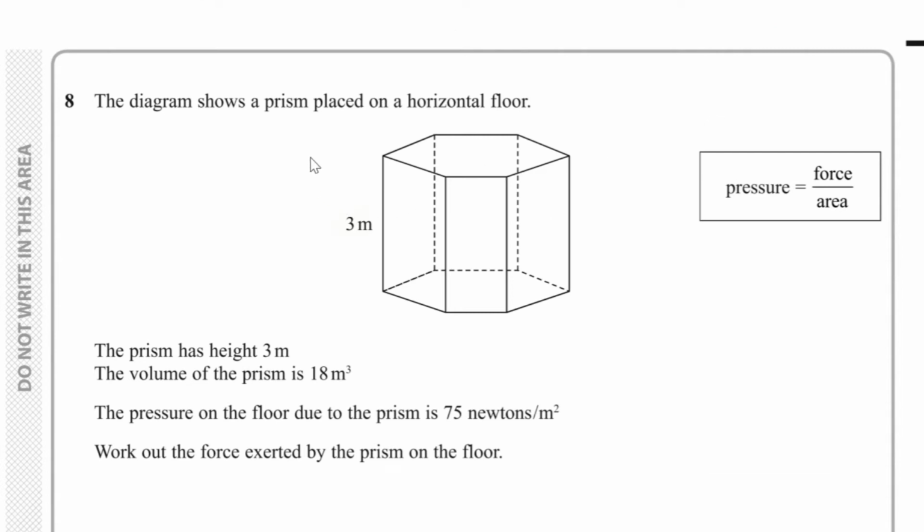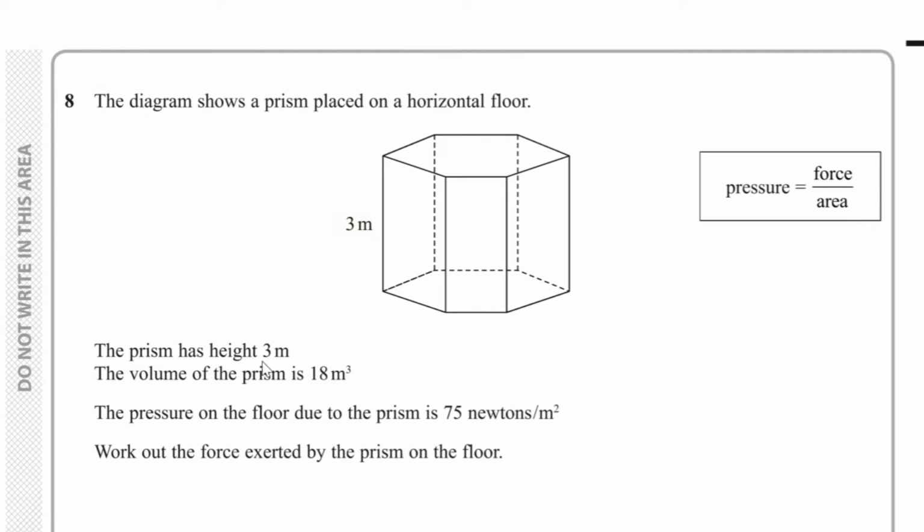Question number 8. The diagram shows a prism placed on a horizontal floor. The prism has a height of 3 meters and the volume of the prism is 18 meters cubed. The pressure on the floor due to the prism is 75 newtons per square meter. We have to work out the force exerted by the prism on the floor. We know that pressure is equal to force divided by area. So we need to find the area.